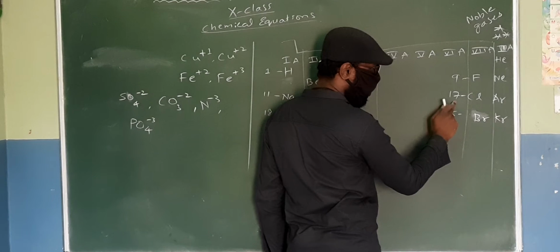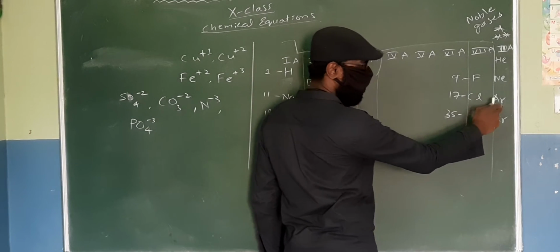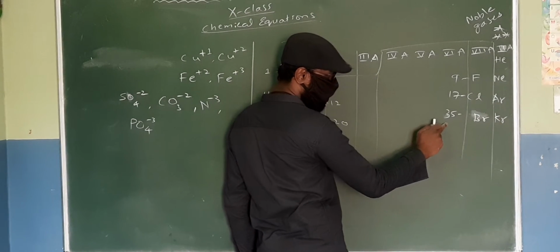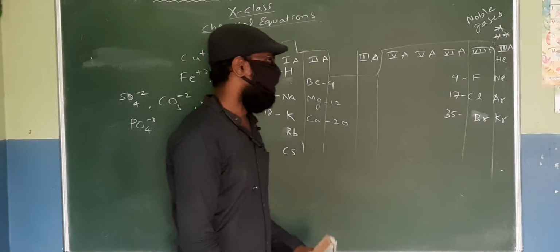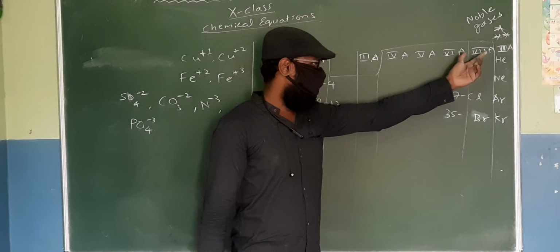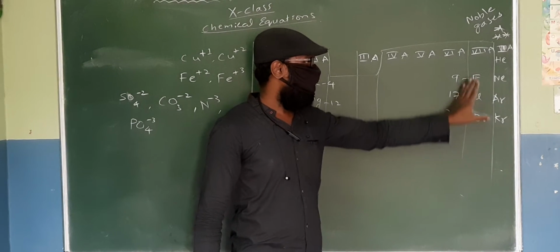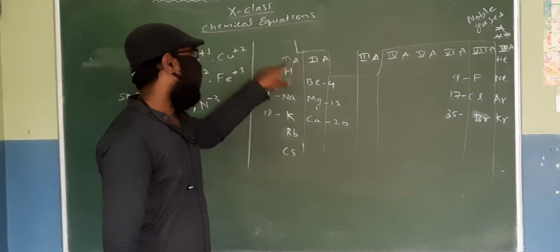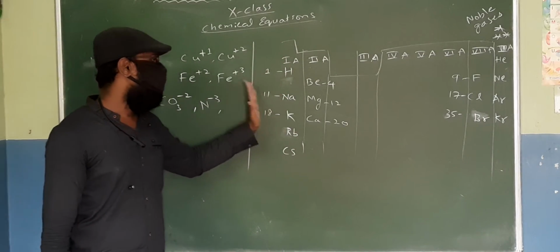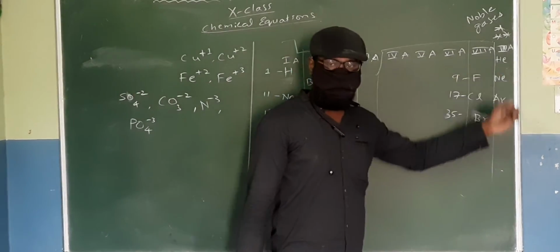And chlorine has 17 electrons. If it gets 1 more electron, it will have 18 electrons. Bromine has 35 electrons. If it gets 1 more electron, it will have 36 electrons like krypton. So the elements kept in group 7A have to gain 1 electron to become like 8A. The elements kept in 1A have to lose 1 electron to become like 8A.